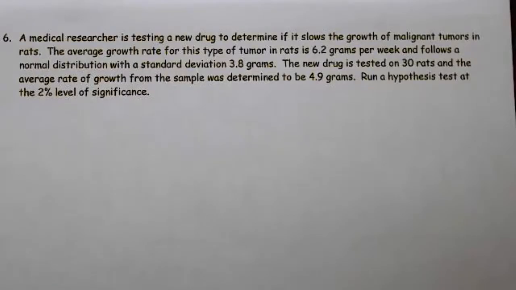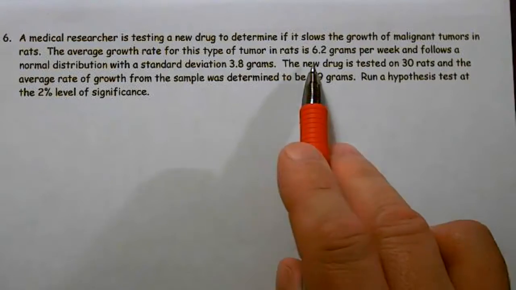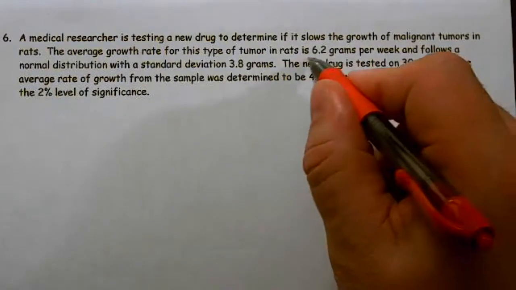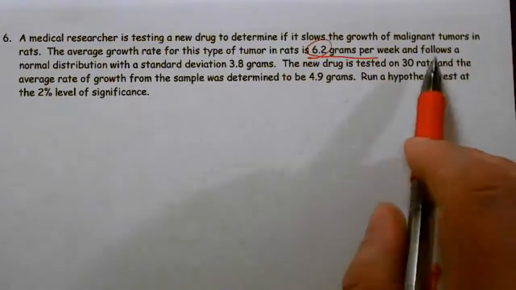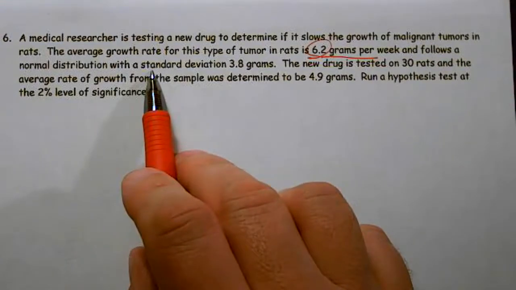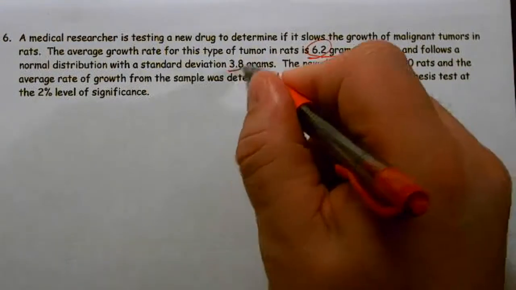Okay, this is problem 6 of the test review, the last problem. A medical researcher is testing a new drug to determine if it slows the growth of malignant tumors in rats. The average growth rate for this type of tumor in rats is 6.2 grams per week, so this is what it's been, and follows a normal distribution with a standard deviation of 3.8. So they told us it's normal.